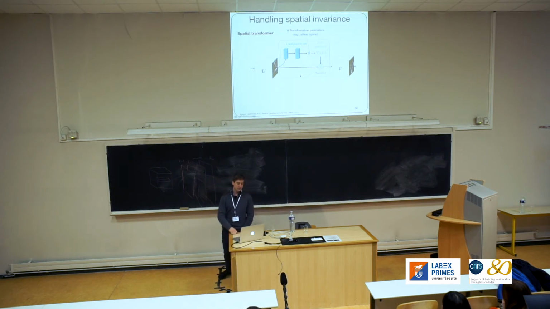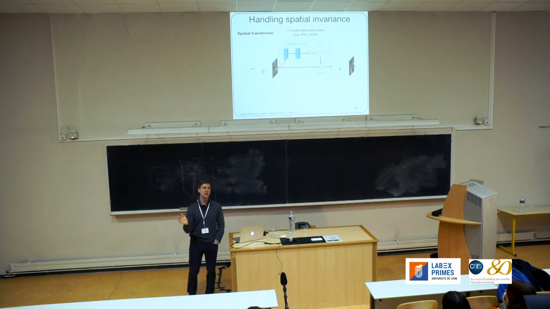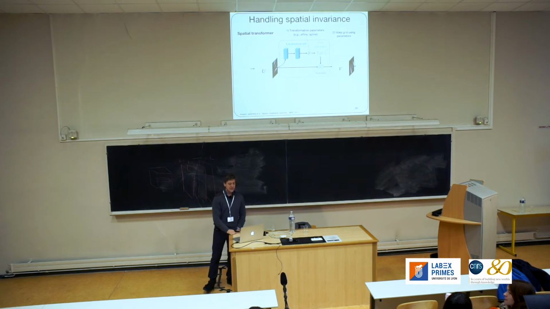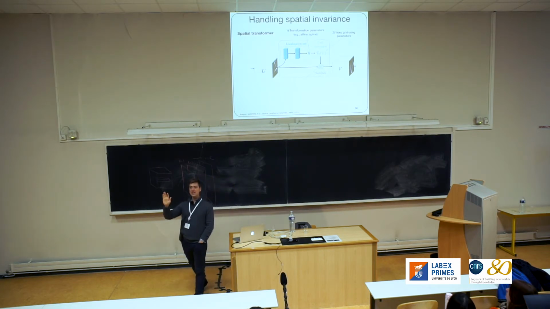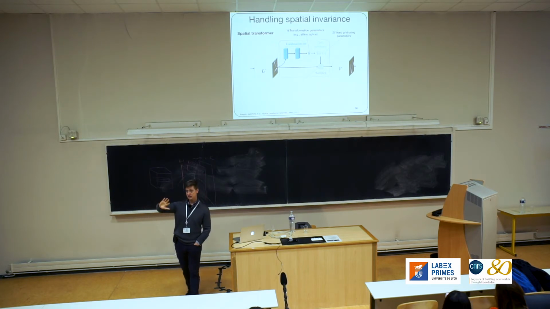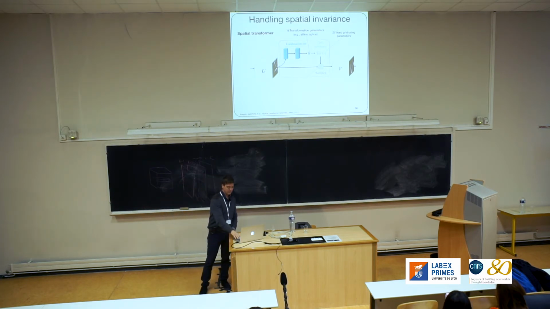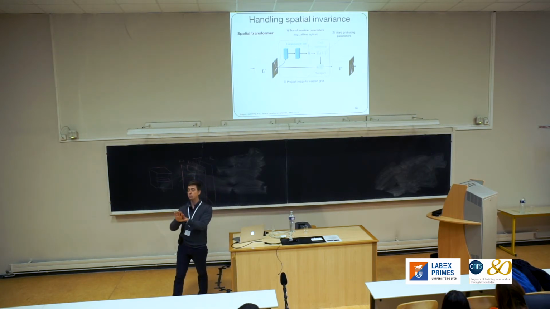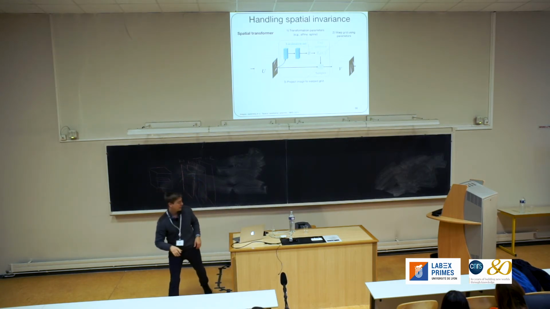So how does it work? We will use a localization net to compute some transformation parameters. For example, if it's an affine transformation, there will be some translation, rotation, scaling. Then we have a predefined grid that will be warped using this transformation. And then we will simply project the image onto this transformed grid using sampling.